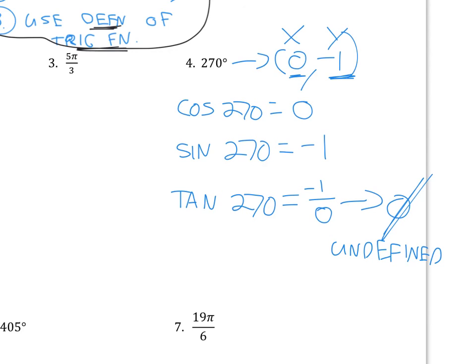All right, so this one we're actually given angle measures, but the main thing to remember is that cosine is always x, sine is always y, and tangent is always y divided by x.